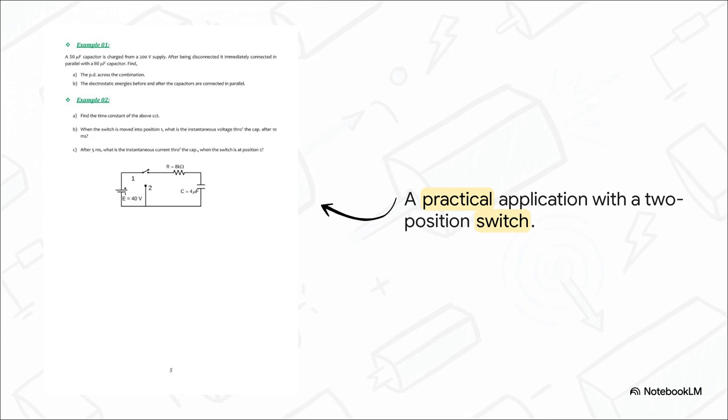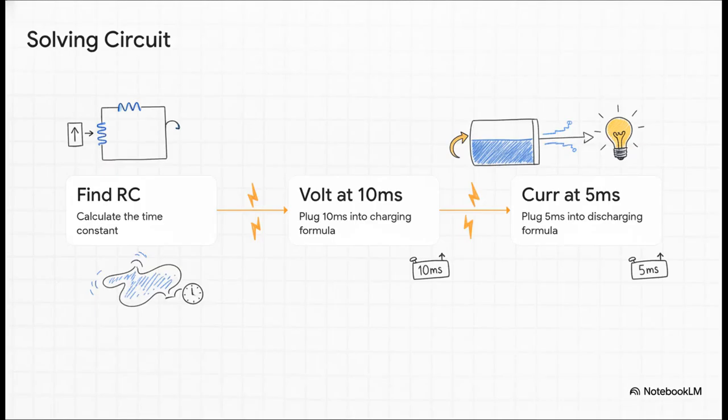When we throw that switch to position 1, it connects the power source and begins charging the capacitor. But when we throw it over to position 2, it entirely bypasses the source, creating a new discharge loop. Let's move on and see how this builds. To understand the behavior here, we first just need to find our time constant.